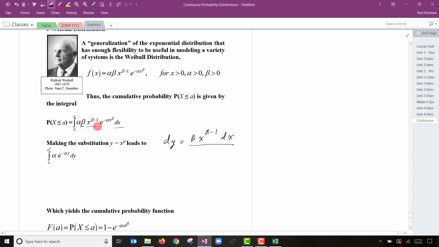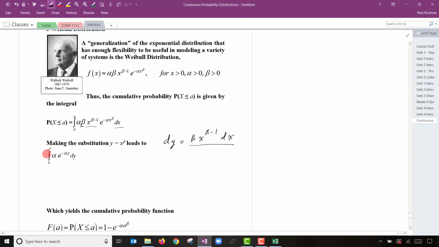And then what's still sitting there? Well, alpha is still there. And the x to the beta can be replaced with y. And now we have an integral that is just in terms of y. Alpha is just some constant in there. So we're basically just integrating e to something. We have to change our limits of integration there.